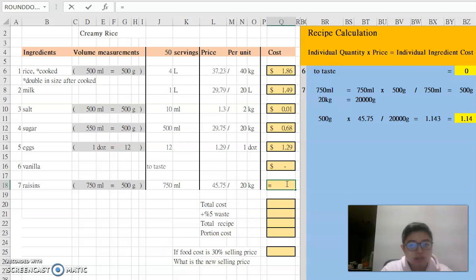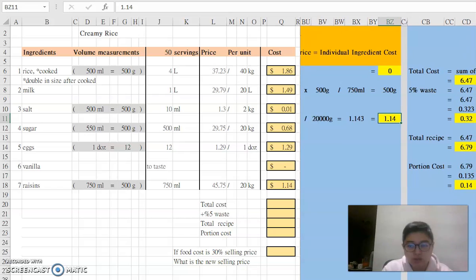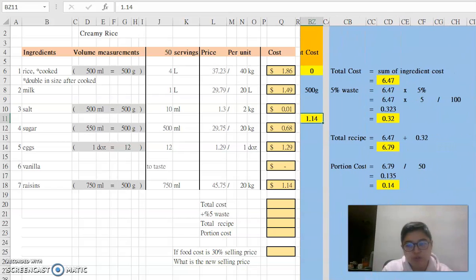I type in the calculation equation here, 500 times 45.75 divided by 20,000, which is 1.14, which is the same as the handwriting calculation. And then I will talk about how to calculate other things.